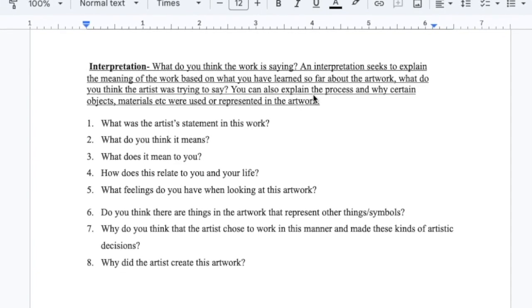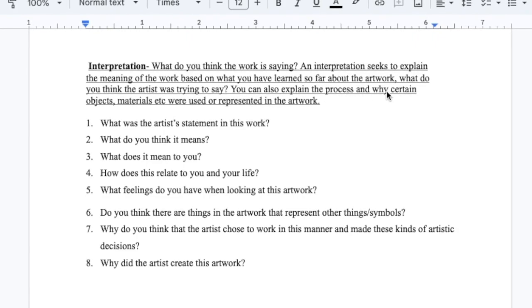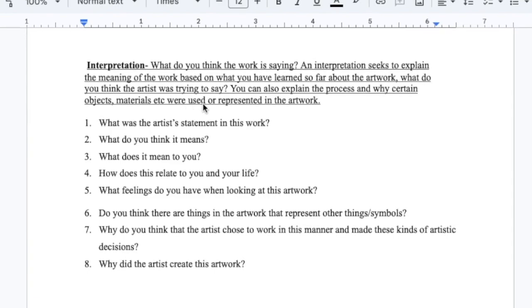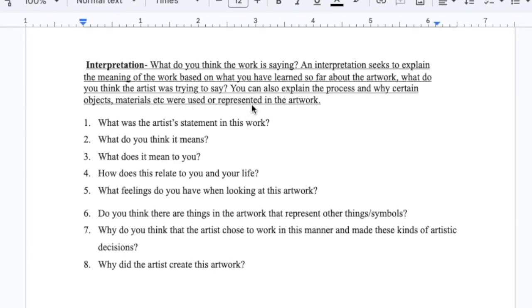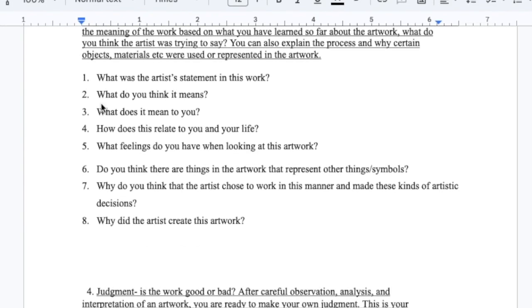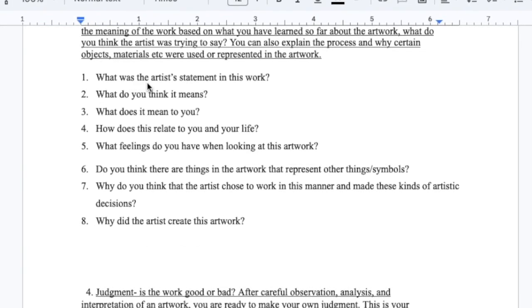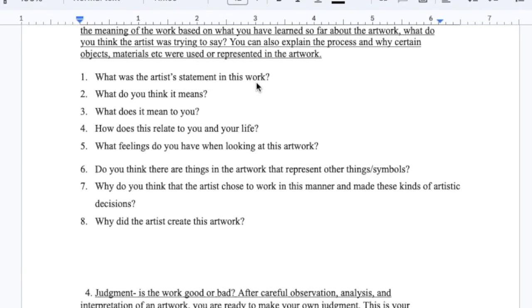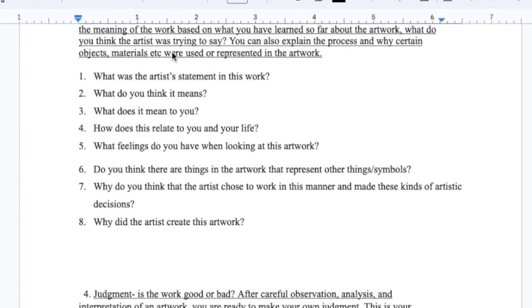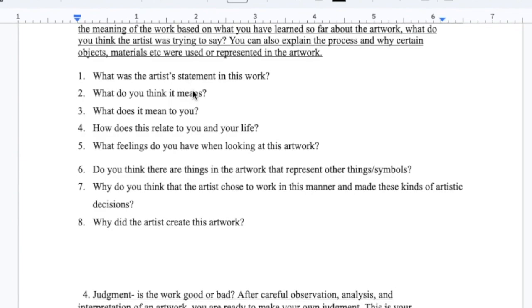You can also explain the process and why certain objects, materials, etc. were used or represented in the artwork. All right, guys? Number one, what was the artist's statement in the work? I will do another video on what is the artist's statement, okay, guys?